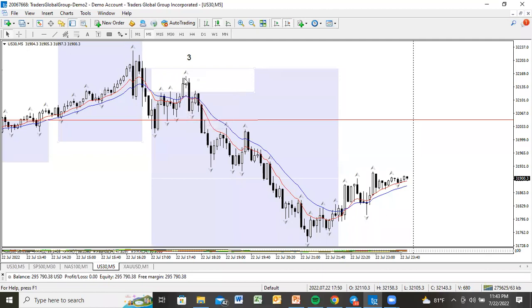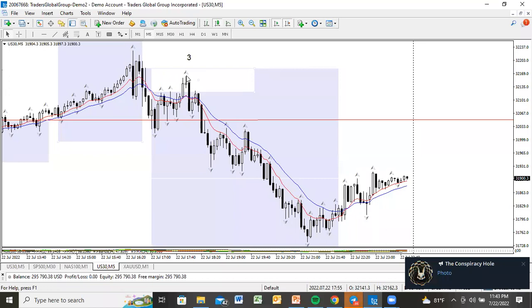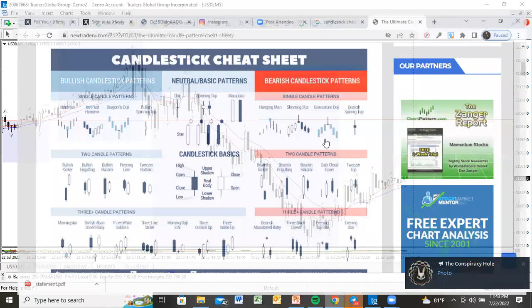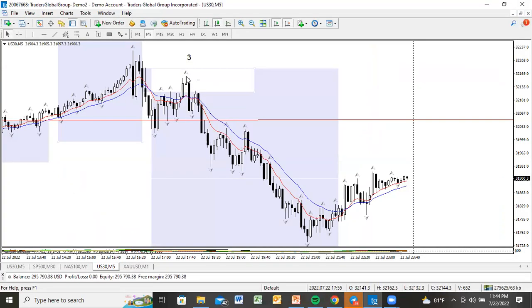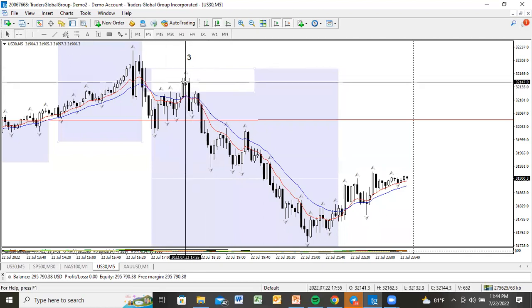then you start seeing wicks. So you see that wick, and if you go to your candlestick patterns, look at this one. It could be a shooting star, it could be a gravestone doji, a bearish spinning top. I think it's more this one, the bearish spinning top. It looks just like that one. Look at it. Boom. So right there, you would have gotten in this trade.